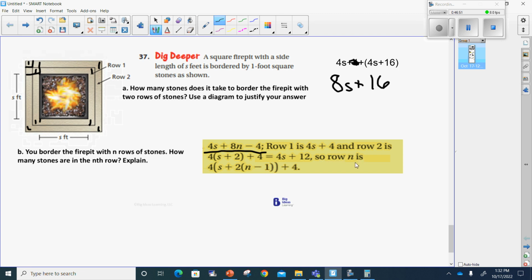So they're saying that row n is going to be 4 times S minus 2, n minus 1, plus 4. So n minus 1 is being added into this, because we're taking away one of the rows, right?